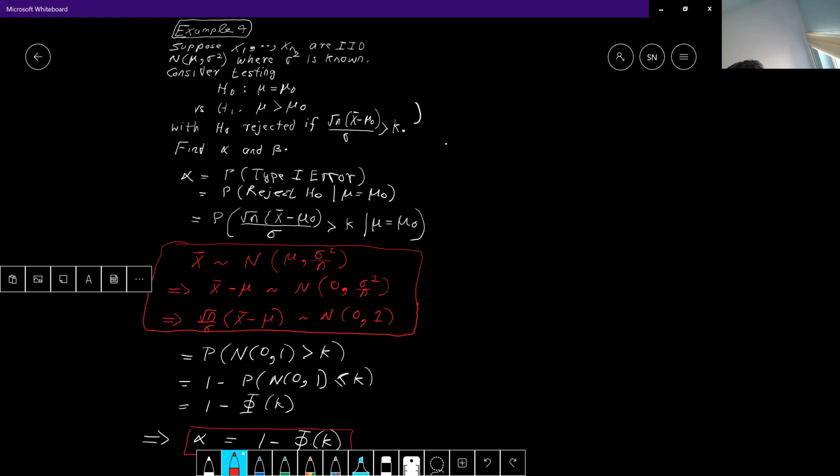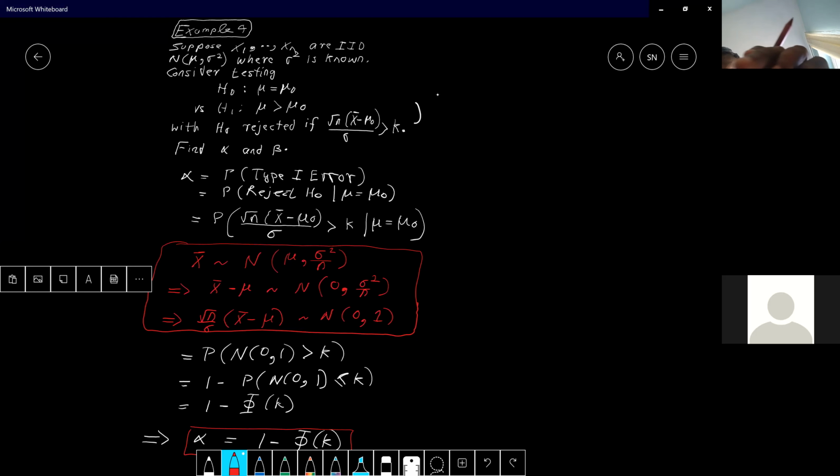So that implies that X bar minus mu must have a normal distribution with zero mean and variance sigma squared by n. Right, and that implies that root n by sigma times X bar minus mu must have a standard normal distribution. All right, is that clear, guys, or not? I hope it's better now. Thank you, guys.